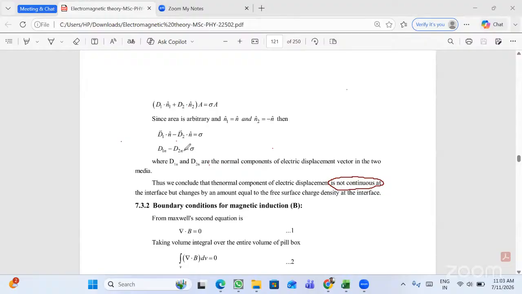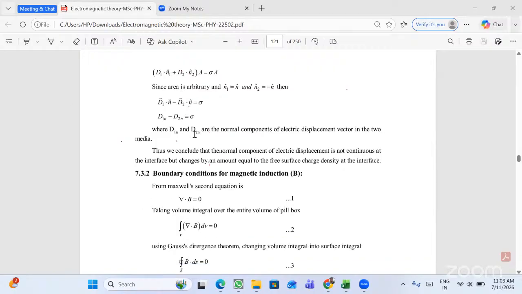So D1n minus D2n. In some books, the notation will be in a different manner. You will have D2n minus D1n equals some rho_s, they are going to give. So no problem. It represents the same thing. So D1n minus D2n is equal to sigma, or D2n minus D1n is equal to rho_s, whatever it may be. All these are the same, only the representation is different. So don't get confused. In some books, they write in a different manner. So this is the boundary condition for the electric displacement vector.